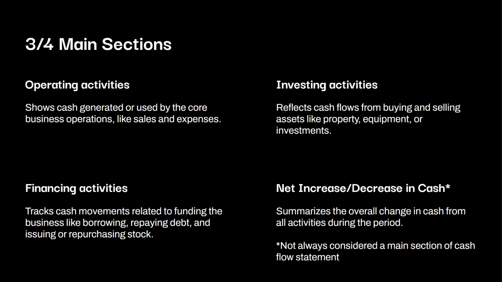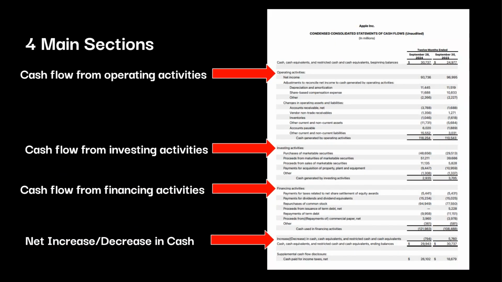The one that there's some disagreement on whether it's considered a main section or not is your net increase or decrease in cash. This is the summarization section here at the bottom. So if you get asked what the 3 or 4 main sections are, that is the discrepancy between those. And just to point those out, cash flow from operating activities will always be at the top, cash flow from investing activities next, then cash flow from financing activities third, and lastly is your net increase or decrease in cash.